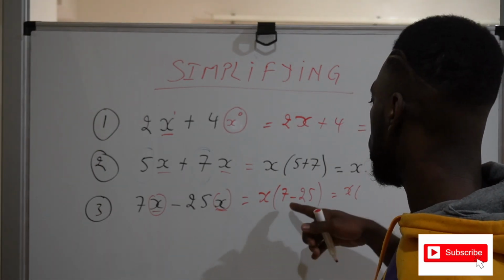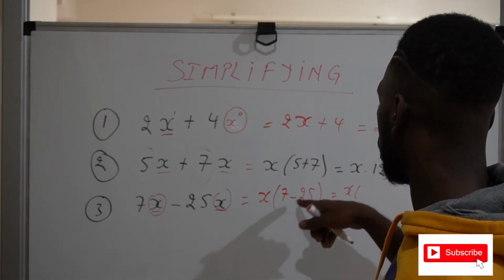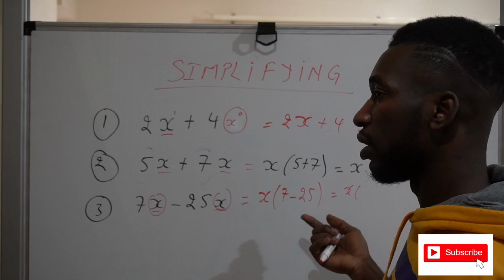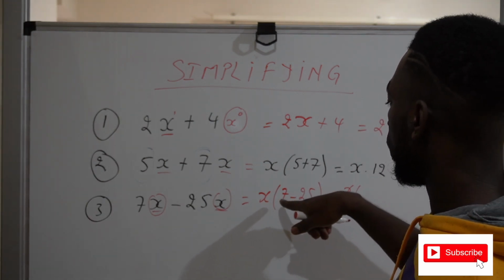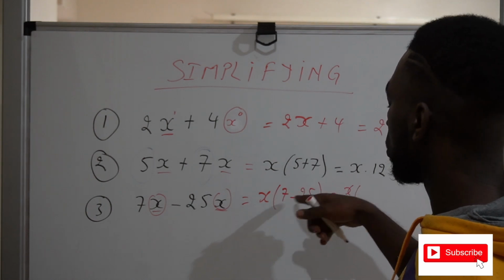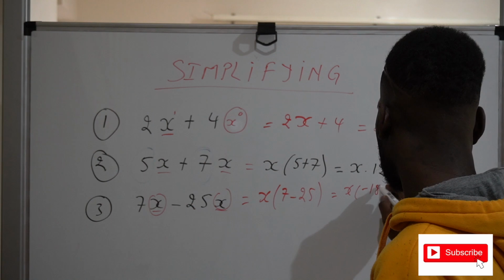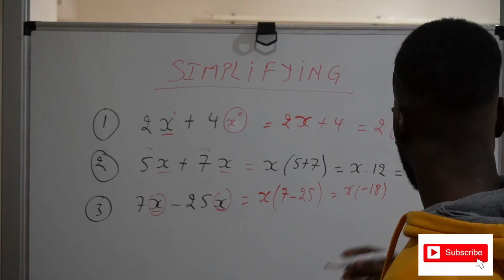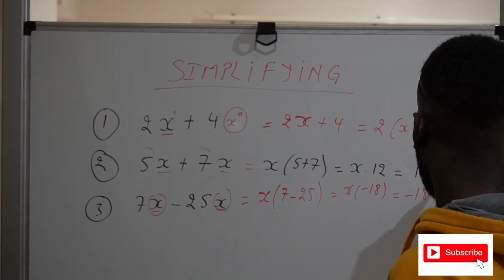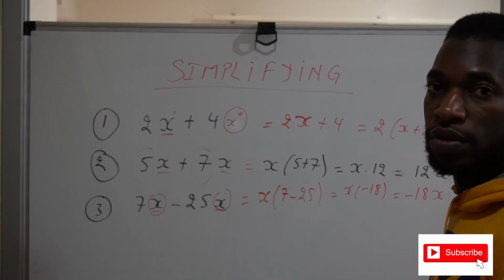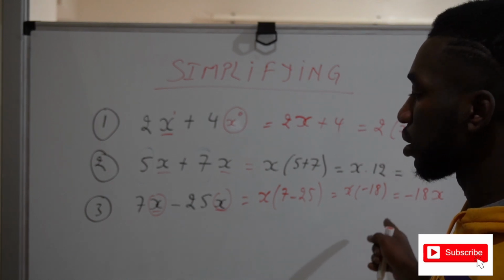So you have negative 18, because negative 18 plus negative 7 will give us negative 25. Therefore our final answer should be negative 18x. Now I hope these questions make sense, right?